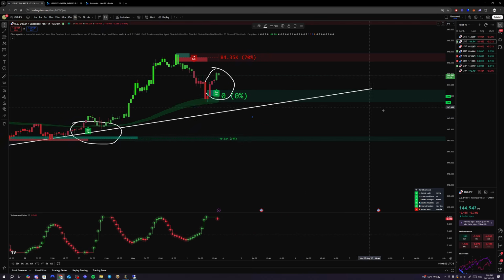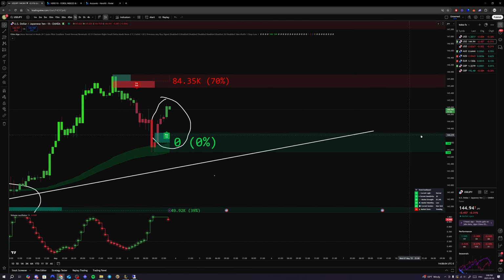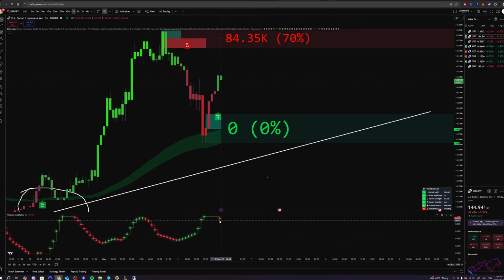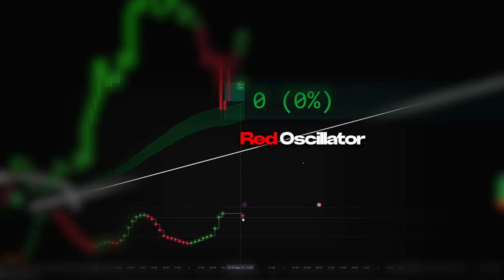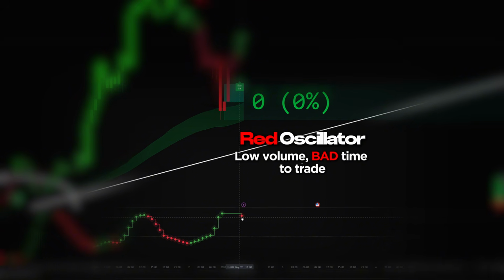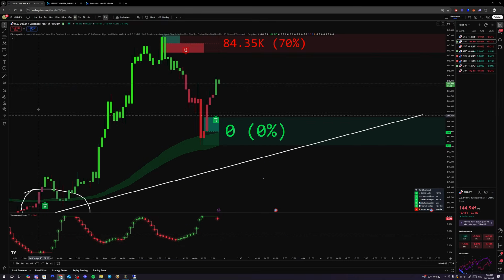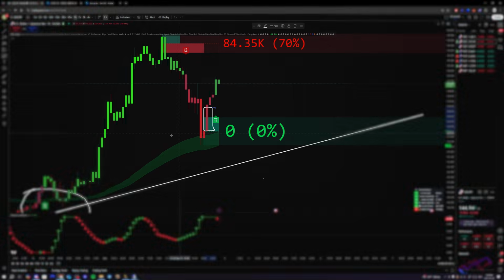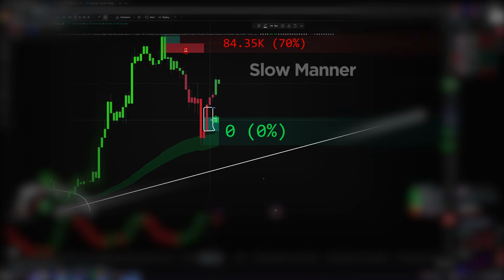Over here, if we zoom in, on our oscillator, we see that it just turned red. This is indicating to me that low volume has hit the market, and this is not a good time to trade. Another thing I'm also looking at is the fact that this candle is a fair value gap. It did not move up in a slow manner, it moved up in a fast manner.